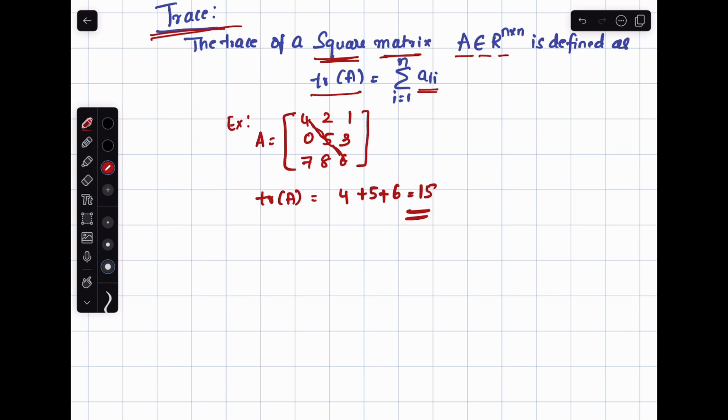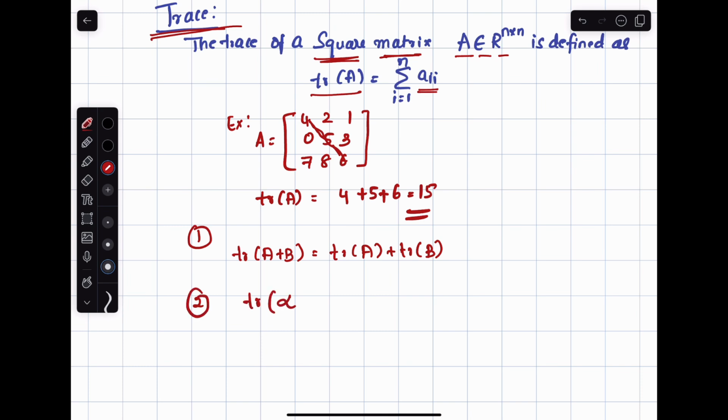Next, we have several properties of the trace of a matrix. So let us see the properties. Trace of A plus B is equal to trace of A plus trace of B. Okay, this is the first property. Then the second property is, trace of alpha, or any scalar, into A is equal to alpha into trace of A.